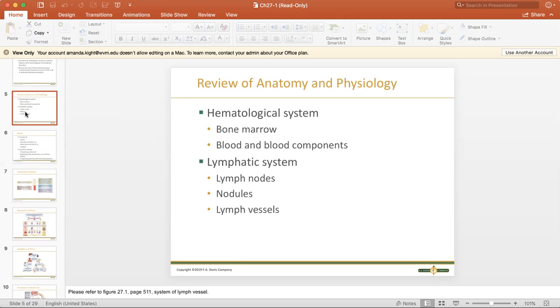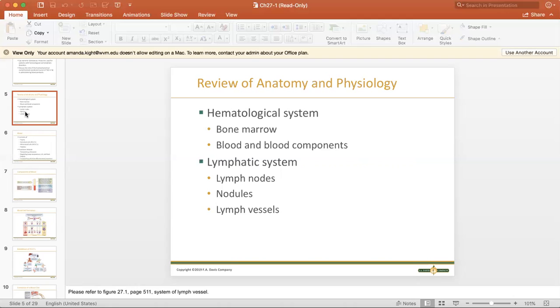Okay, so starting with the general review of anatomy and physiology, the heme system, I call it heme for short. The heme system comprises two main parts of the body: your bone marrow, which is inside of the bone, of course, and blood and blood components. And what are blood components exactly? In general, the heme system is bone marrow, blood, and blood components.